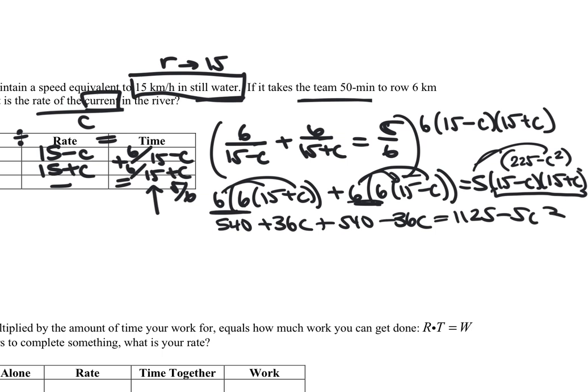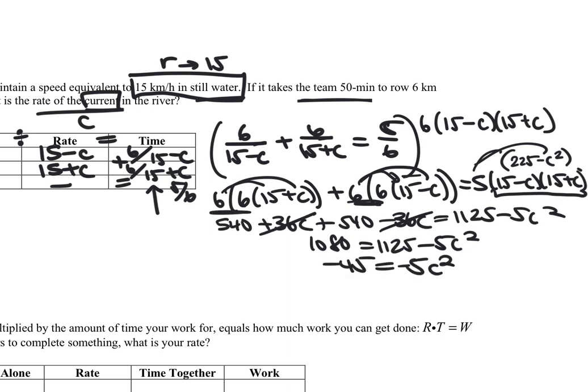So I'm going to see and notice here that the C's cancel out. And I can combine like terms. So I'm going to get 1080 equals 1125 minus 5C squared. So if I subtract the 1125, I'm going to get negative 45 equals negative 5C squared. And therefore, dividing by negative 5, we're going to get C squared equals 9. And when I square root both sides, we will get plus or minus 3.